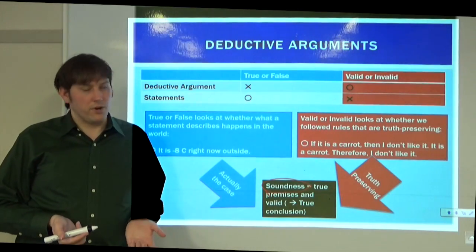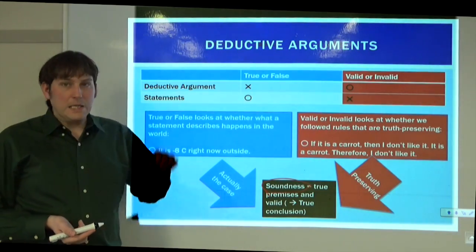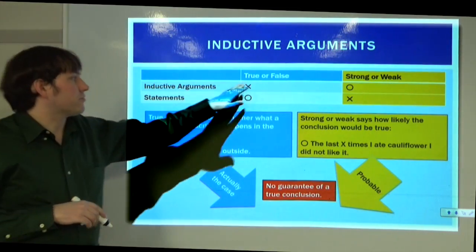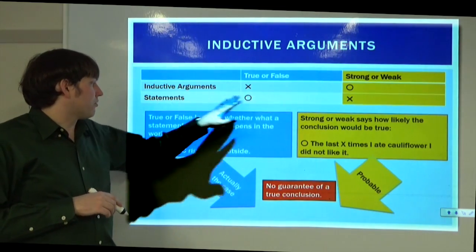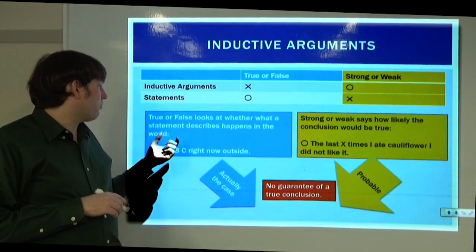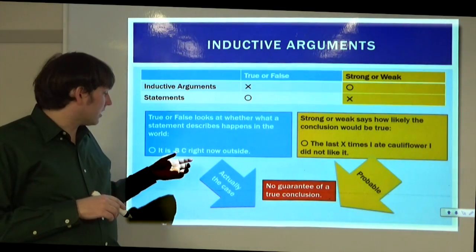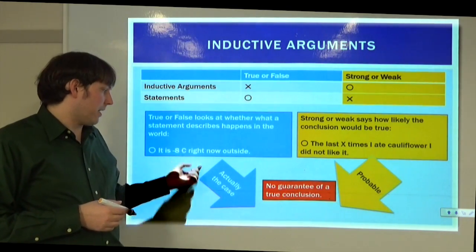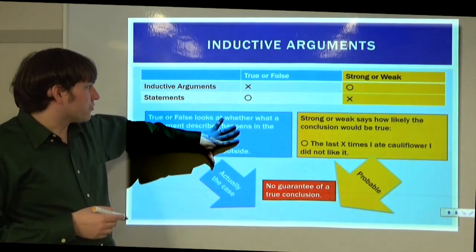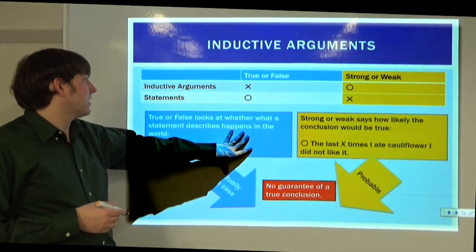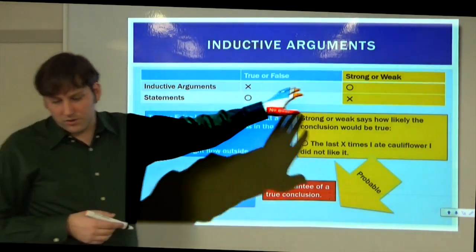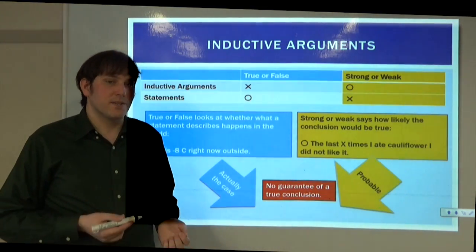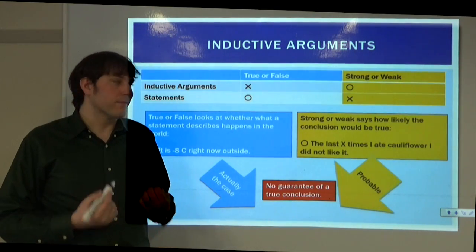Now I want to show you a different chart. I want to compare statements and inductive arguments. Inductive arguments, like deductive arguments, are not true or false. Statements are, again, true or false. So, true or false looks at whether what a statement describes happens in the world. Again, it is minus 8 degrees centigrade outside right now. If this is actually the case, we have a true premise. If it is not the case, we have a false premise. Inductive arguments are strong or weak.